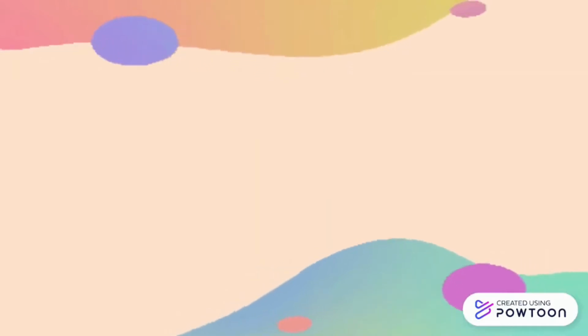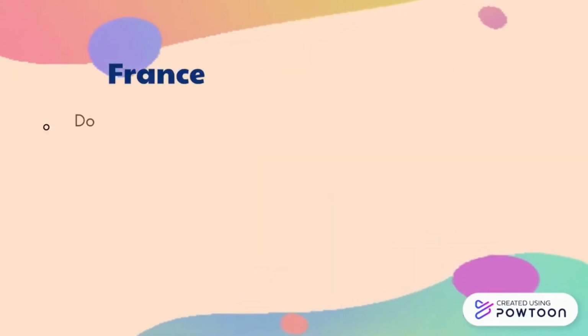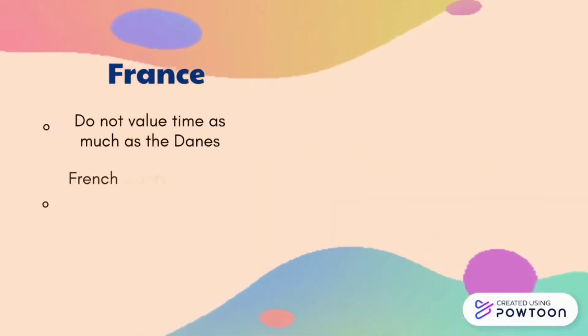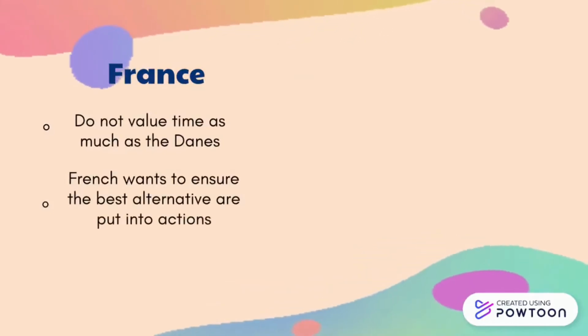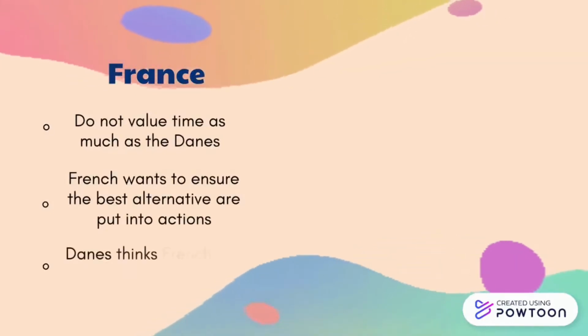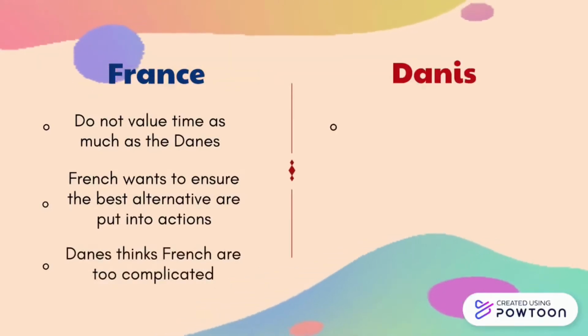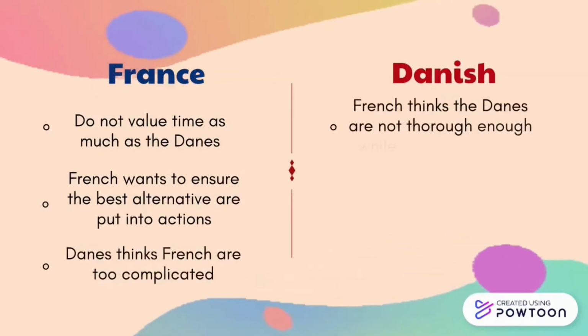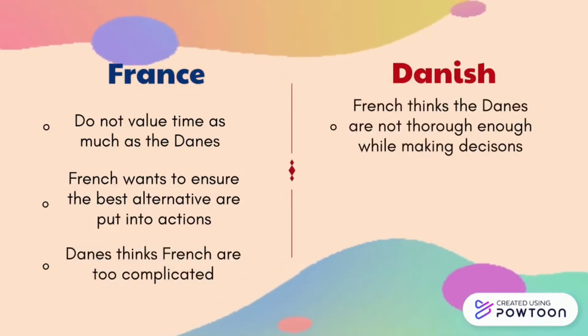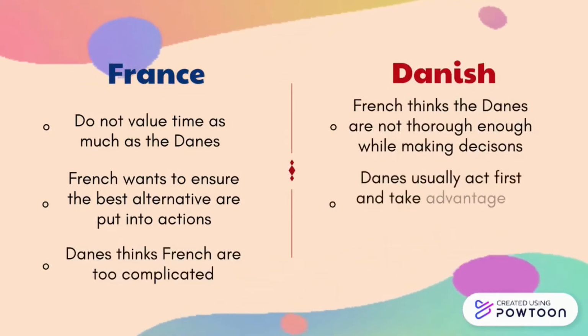As we can see, the French do not value time as much as the Danes. The French want to ensure the best alternative is put into action, while the Danish people think that the French are too complicated. While French people think that the Danes are not thorough enough while making decisions, instead, they usually act first and take advantage of the opportunities given to them.